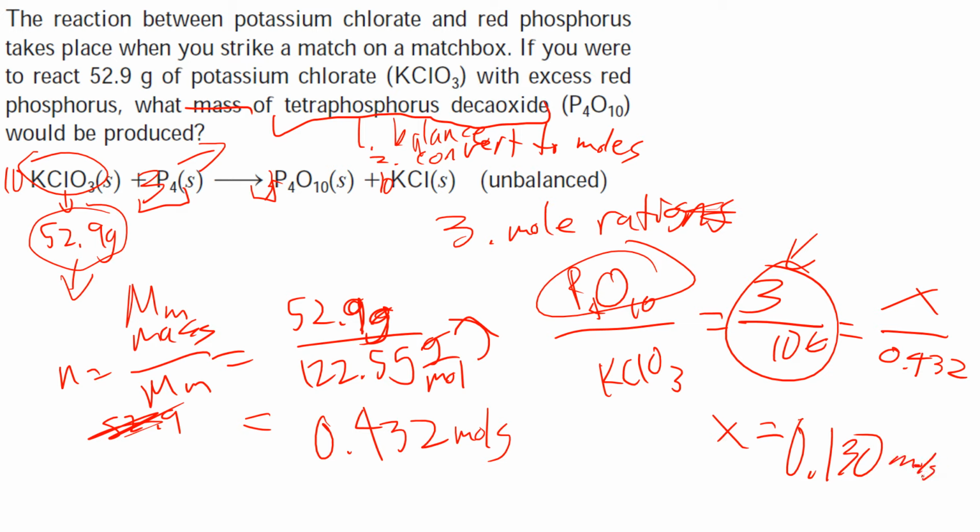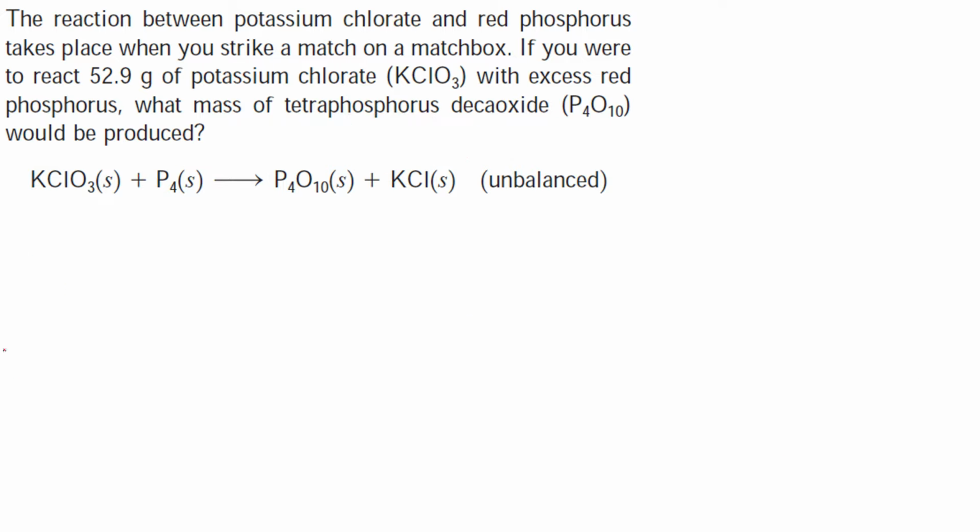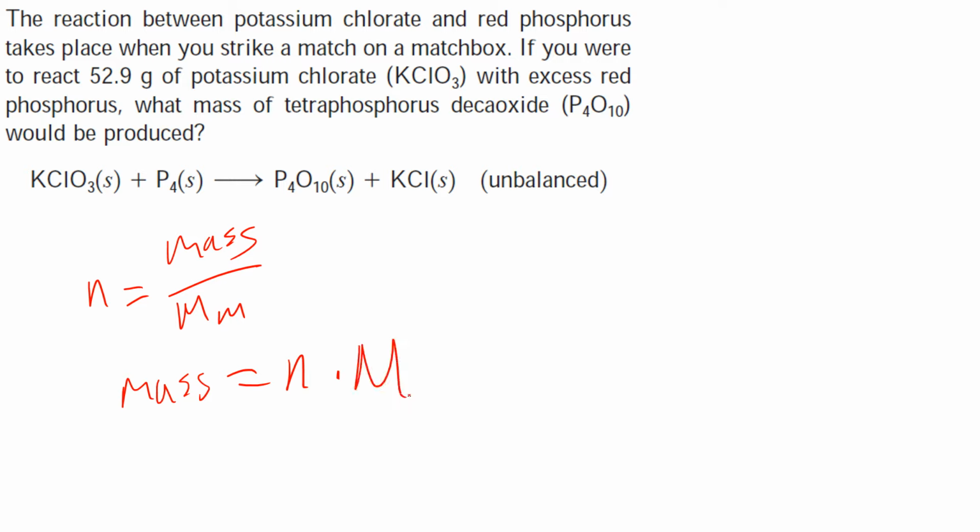That's how many moles of tetraphosphorus decoxide, P4O10, 0.130. And from there, we can figure out the mass of tetraphosphorus decoxide using once again the mole formula, I guess. Moles is equal to mass over molar mass. I don't know if there's a name for this, but I call it the mole formula. And we can solve for mass by multiplying by molar mass. Mass is equal to moles, which is n, times molar mass.